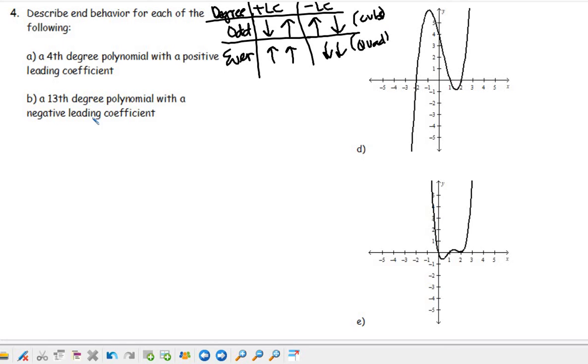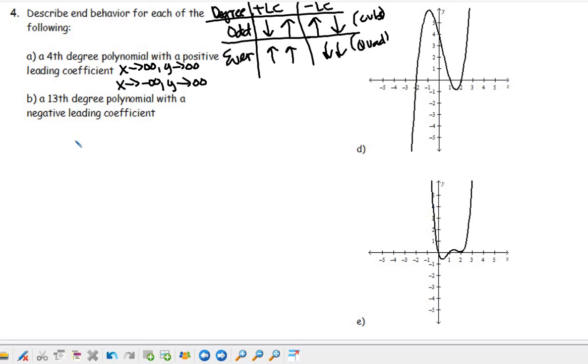So a 4th degree polynomial with a positive leading coefficient means that both ends will go up. So as x approaches positive infinity, y will approach positive infinity. And as x goes to the left, or negative infinity, y will still go up to positive infinity.